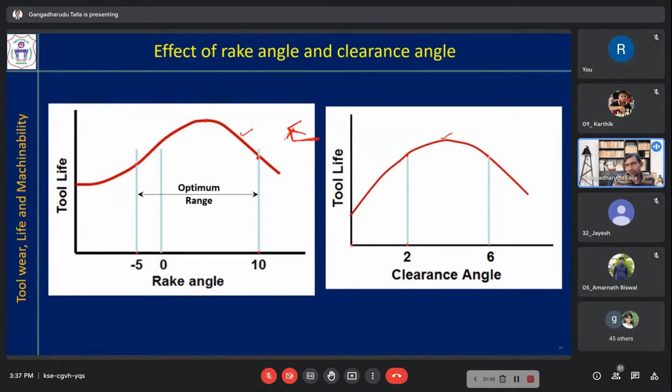Again, if the clearance angle becomes too high, then the tool will become thin from the flank side. It is like this for one tool, let us say, and like this for another tool. If it is too much clearance angle, its strength is less, so it may break very easily. So that's why, if it is too high, tool wear will also be more.